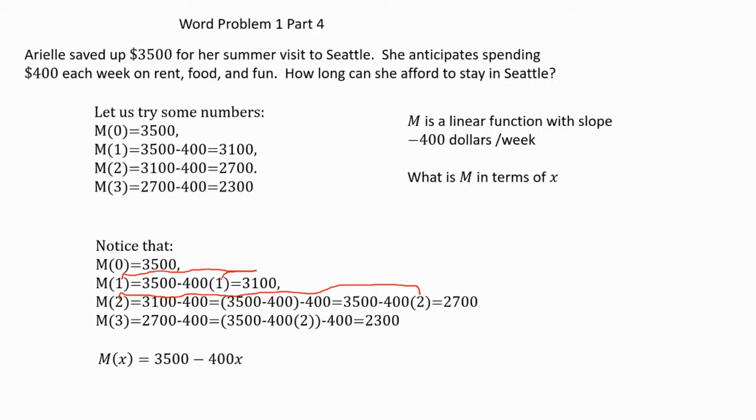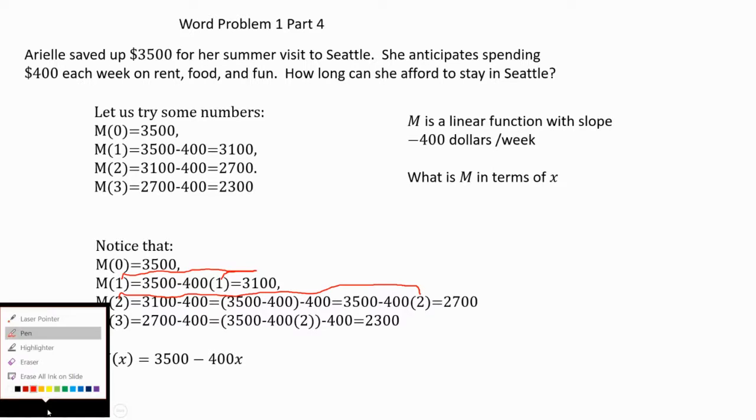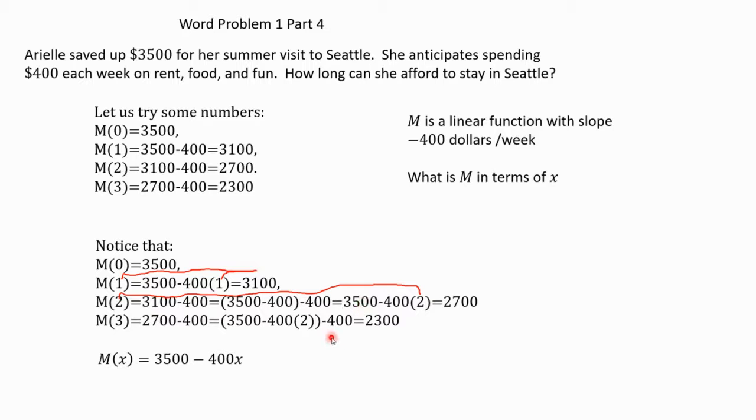M of 3, well, again, she spends another 400. I mean, you could take the m of 2, which is what I did, and minus 400 from it. And that's the same thing as taking m of 2, which is this, and minusing 400. I didn't write it here, which was my mistake, but basically m of 3 is going to be 3,500 minus 400 times 3. So in other words, we're going to get this. It appears that's what's happening.